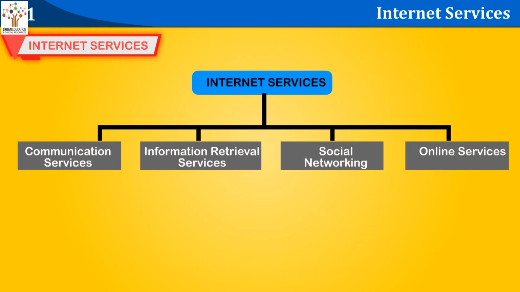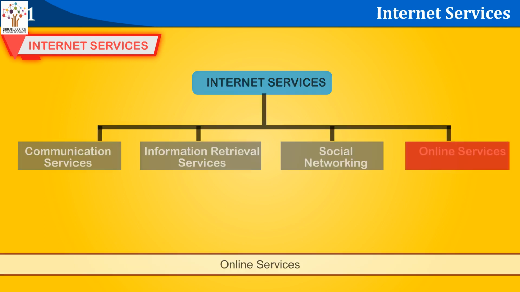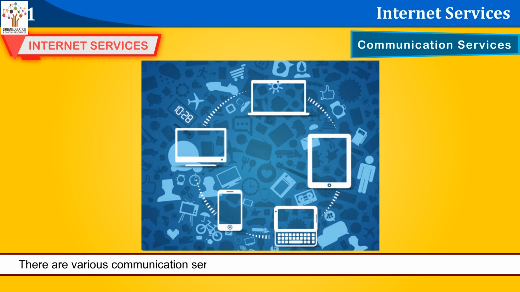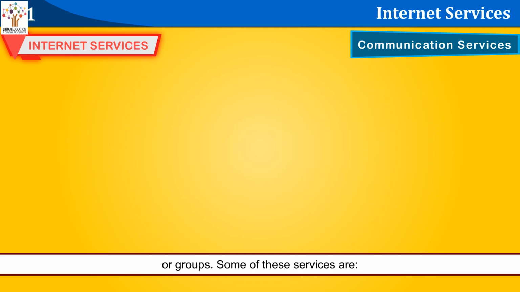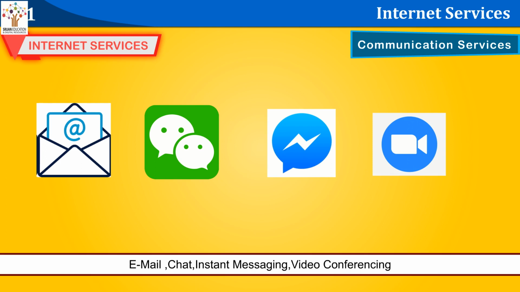Internet services. The Internet provides many kinds of services to the user. These services can be categorized into 4 different types: communication services, information retrieval services, social networking, online services. Communication services. There are various communication services that provide exchange of information with individuals or groups. Some of these services are email, chat, instant messaging, video conferencing.